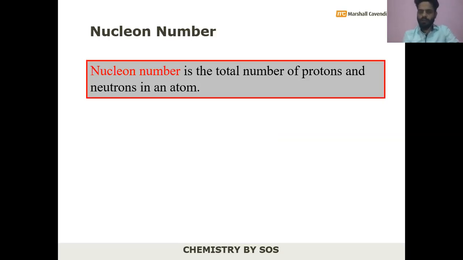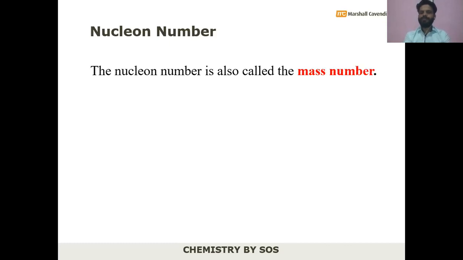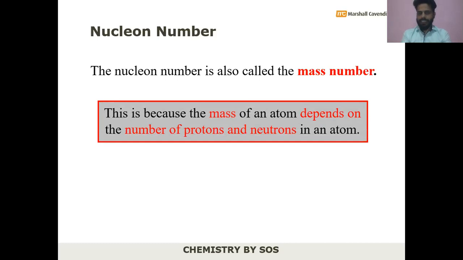You can also call it atomic mass or mass number. It is represented by capital A, and the definition of nucleon number is that the sum of the number of protons and neutrons in the nucleus of an atom is called nucleon number. You can also call this a mass number. The mass of an atom depends on neutrons and protons, because you know that the relative mass of proton and neutron is 1. It means the mass of any atom depends on the mass number.